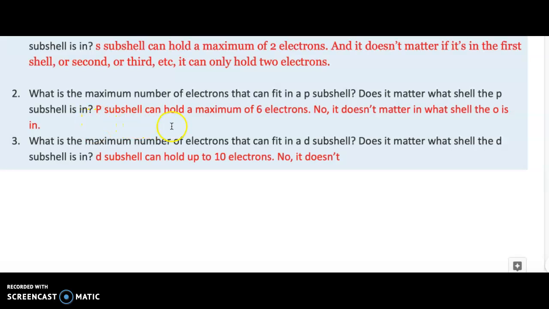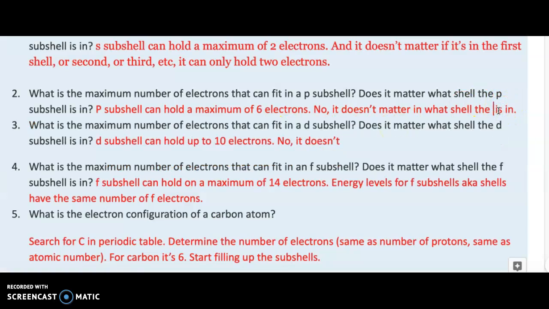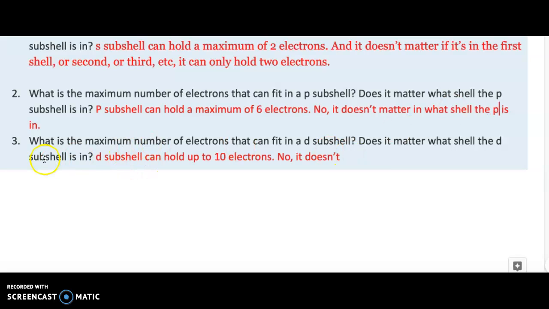As you know, p subshell can hold a maximum of 6 electrons. And no, it doesn't matter in what shell this p is in. It can be in a second, right? Second shell can have a p subshell. Third shell can have p subshell. Only first one doesn't have a p. First shell has only s subshell.